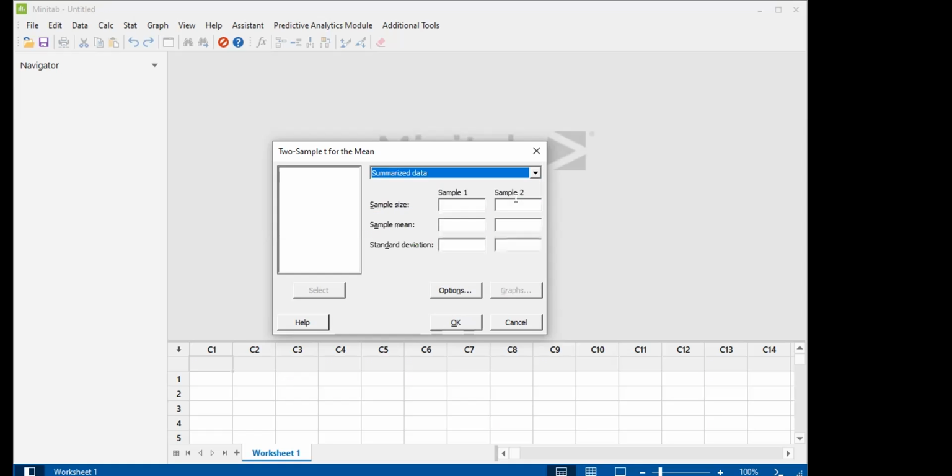Okay. So once we click Summarize Data, we are going to fill in the boxes, okay? Basically, all we're going to fill in is what we have written down in our information summary. So 60 is sample size 1. We've got 309 and 29, 40, 303, and 32. Okay. Now, after we do this, we are going to click on Options.